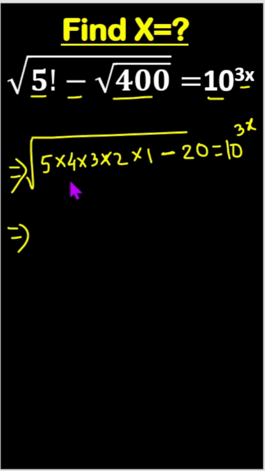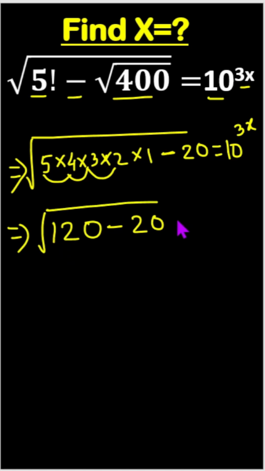Okay, now 5 times 4 is 20, 20 times 3 is 60, 60 times 2 is what? 120. 120 times 1 is 120. So 120 minus 20, here square root, equals 10 to the power 3x.